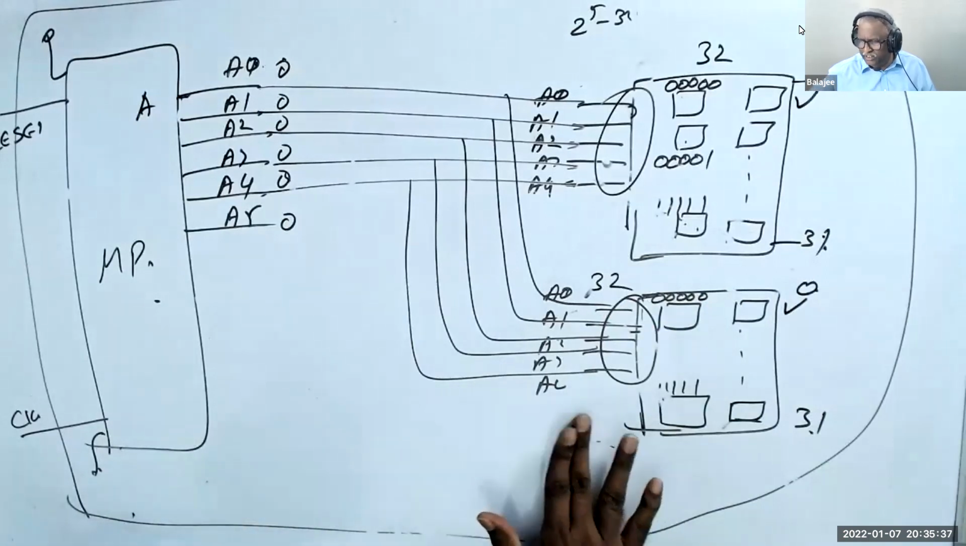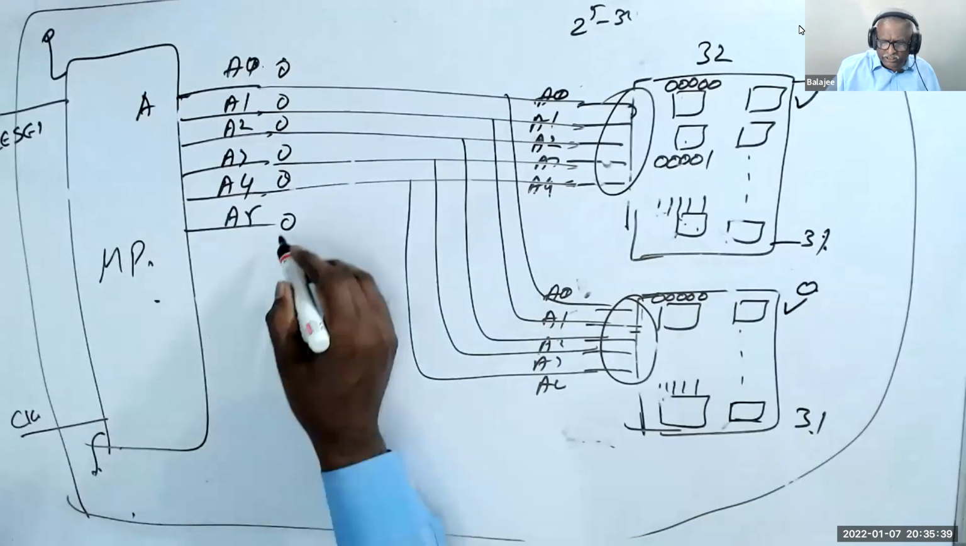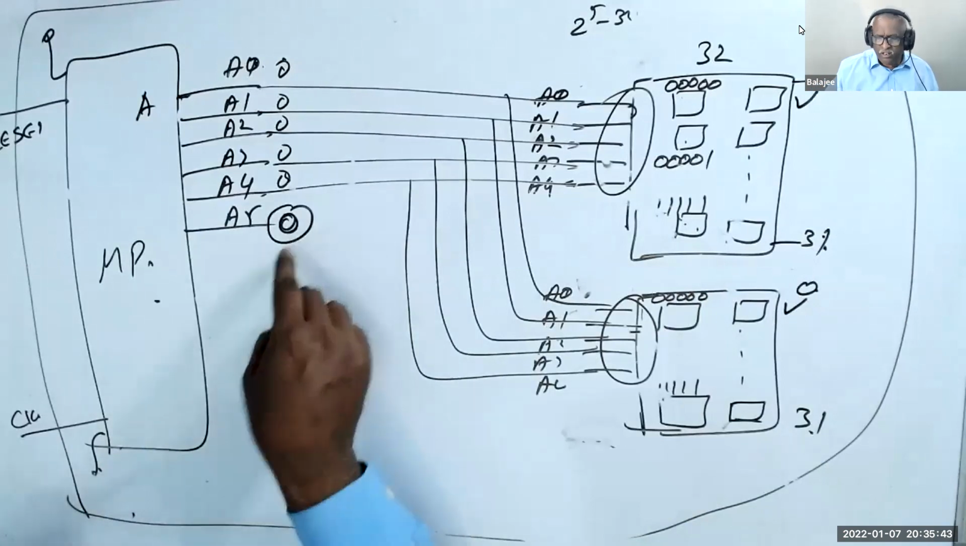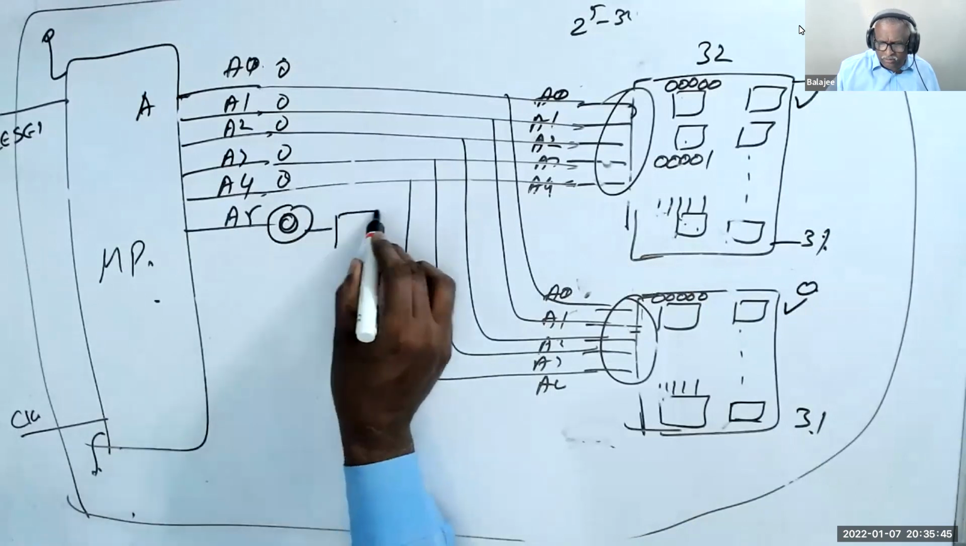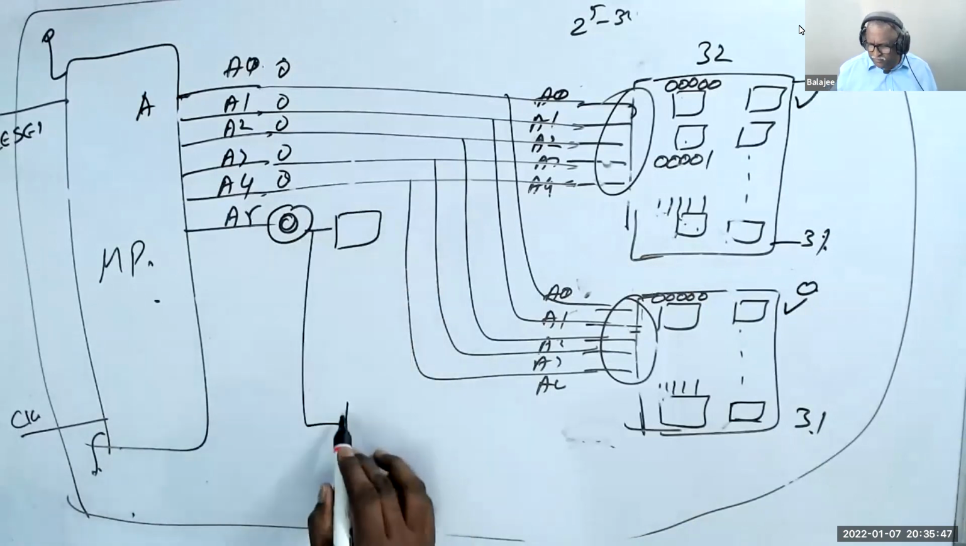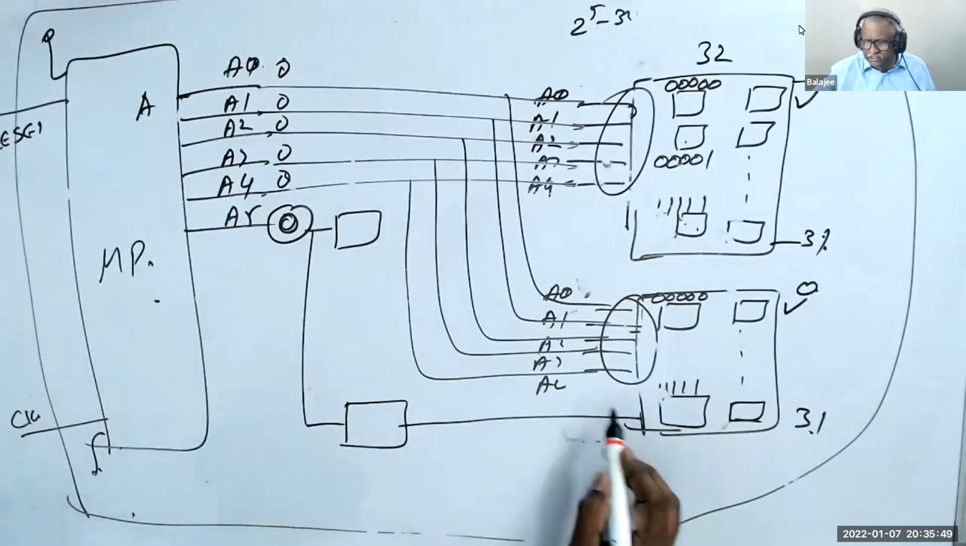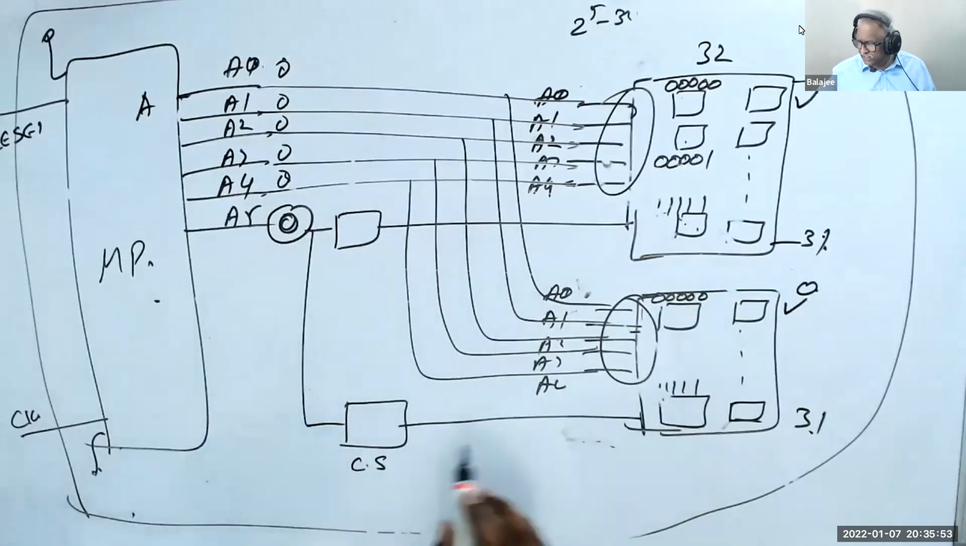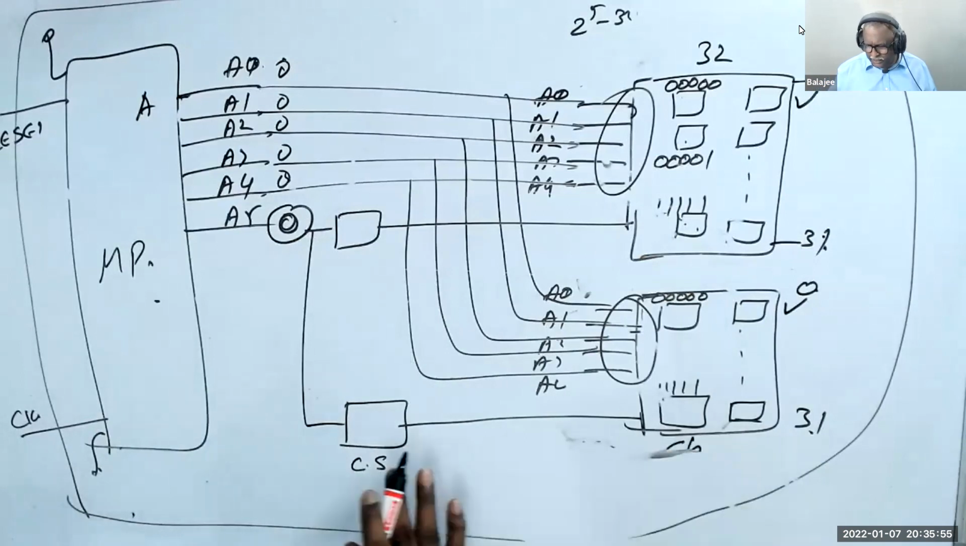How do I select? What we did was very simple. We used this 0 block. We have another block. We have 2 blocks. This block will do the chip select. They call it a chip select block.